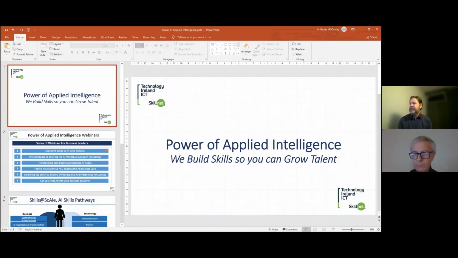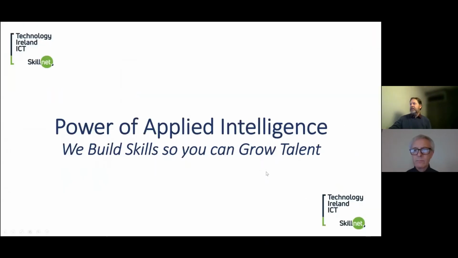So I'm going to hand over now to Anthony McCauley, AI Network Project Manager for Technology Ireland ICT SkillNet. He is leading the SkillNet's Artificial Intelligence Network, and it's designed to build pathways for business leaders and enable them to take advantage of the transformational change taking place within the business environment. As I said, Anthony is going to give us an overview of the series and this session.